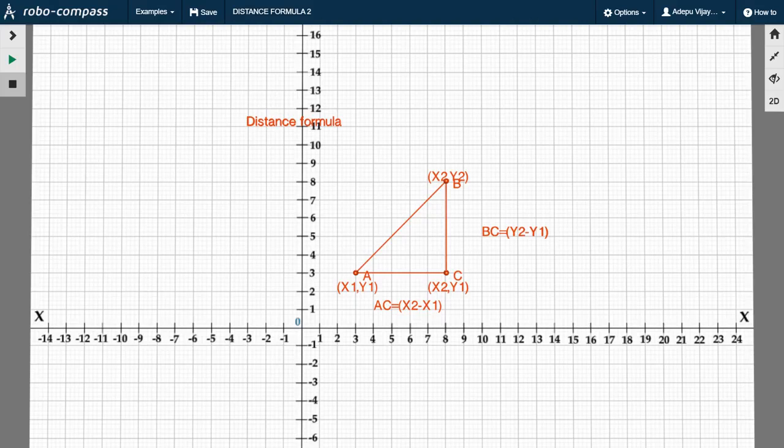So the distance AC is equal to x2 minus x1 because both the y coordinates are same. It is the distance between 2 points which are parallel to x-axis. Similarly, the distance BC is y2 minus y1. Here the x coordinates are same. So we got two perpendicular distances AC and BC.